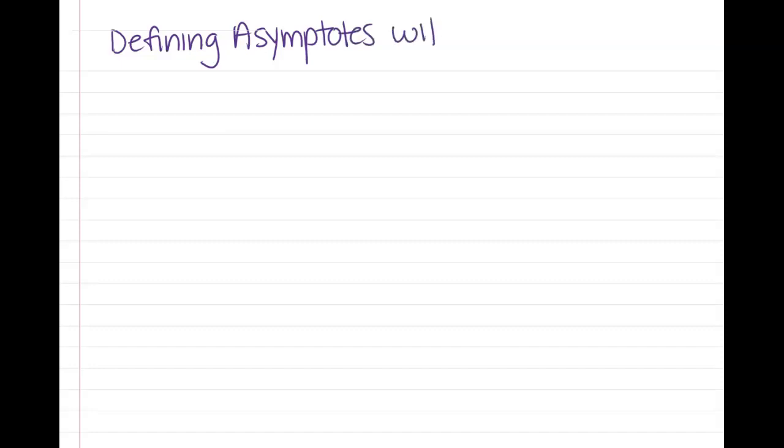Hello, we are talking about asymptotes again. So first of all, once you get to the worksheet, maybe you've looked at it already, I don't know. But really this is about defining asymptotes with limits. It's not entirely different than what we've done the last couple of days.